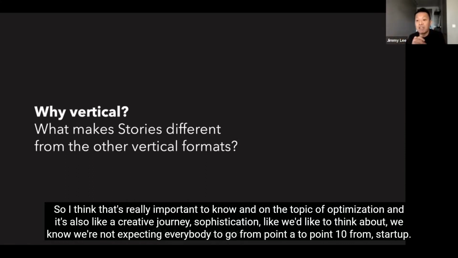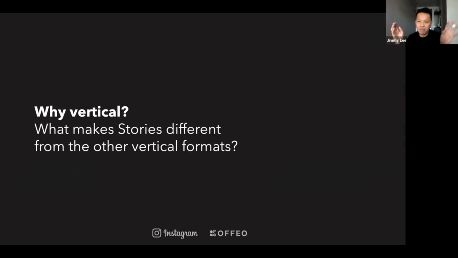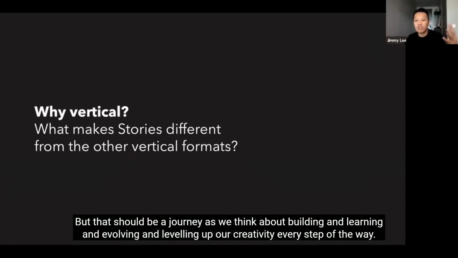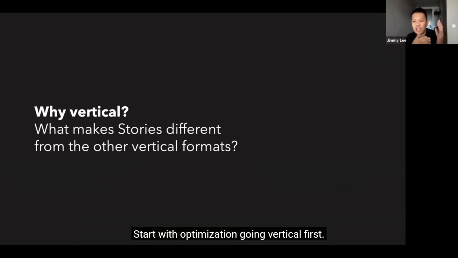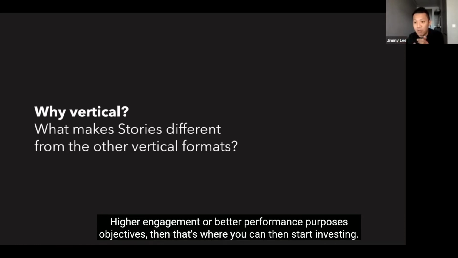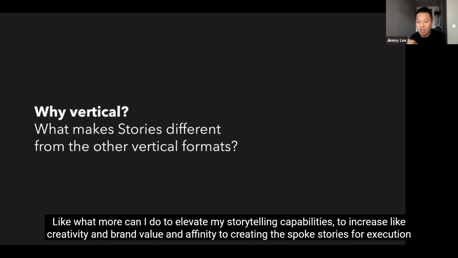And on the topic of optimization, it's also like a creative journey, sophistication, like we like to think about. We're not expecting everybody to go from point A to point 10, from starting with feed to go straight into creating bespoke for stories first. But there should be a journey as we think about building and learning and evolving and leveraging up our creativity at every step of the way. Start with optimization, going vertical first. And then if you see performance, if you see value, higher engagement or better performance for your business objectives, then that's where you can start investing: what more can I do to elevate my storytelling capabilities, to increase my creativity and brand value and affinity through creating bespoke stories first execution.